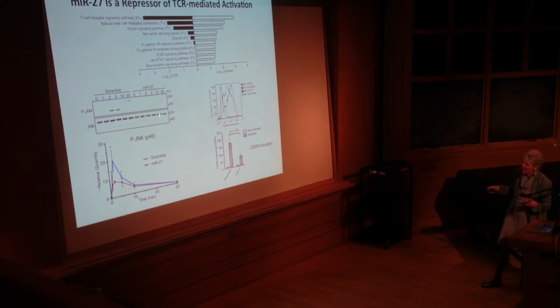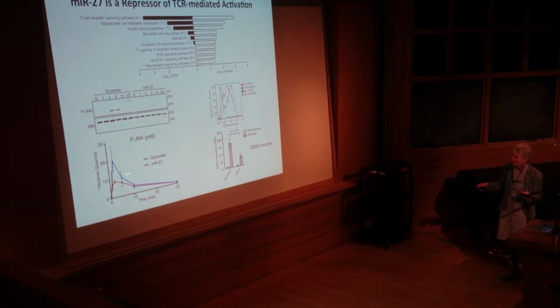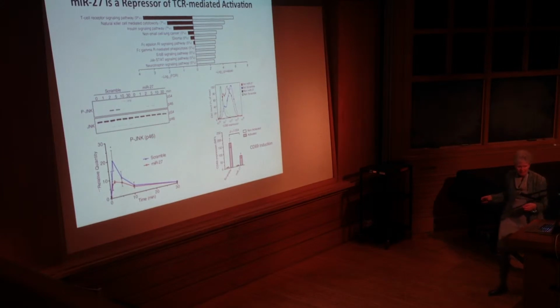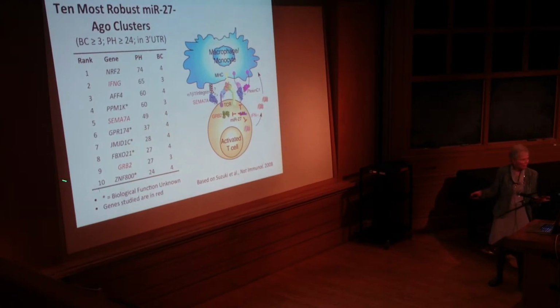One thing that happens if you activate T cells by TCR cross-linking is that you upregulate MAP kinases. Here's an example of P-JNK. And you see that if cells are treated with miR-27, you get less upregulation than you do if they're treated with a scrambled microRNA. And likewise, CD69 induction, this is a cell surface marker of T-cell activation, is attenuated in the presence of miR-27.